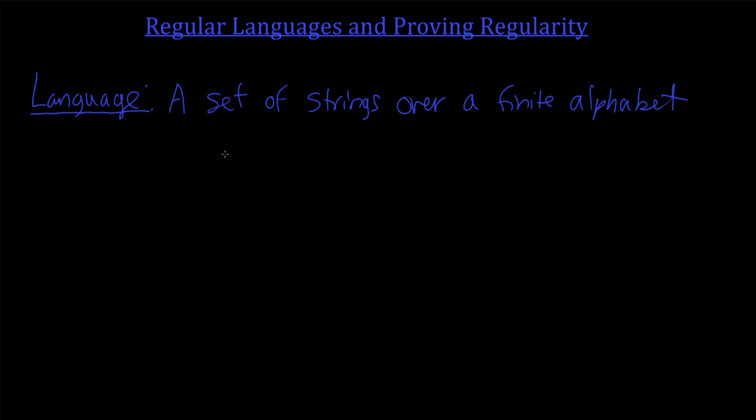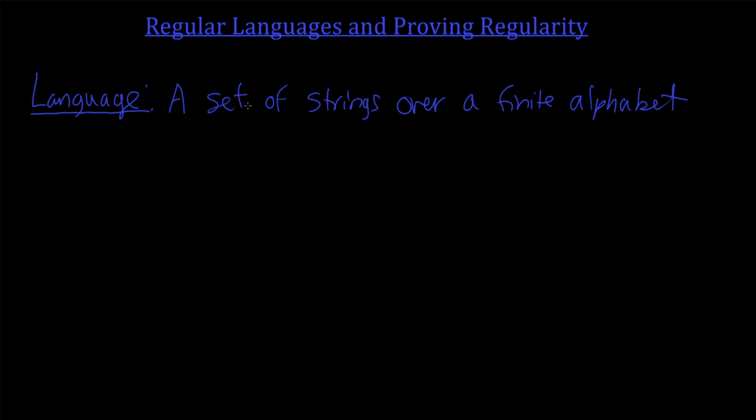So for example, if we have the alphabet {0, 1}, which is what our assumed alphabet is going to be in pretty much every problem, because again, computers are only really reading in zeros and ones. Well, a valid language over this alphabet is the set containing 0, 00, and 11. This language only contains strings with characters 0 and 1. So this language is a set of strings over the alphabet {0, 1}. So a language, very simply, is just a set of strings over some finite alphabet.